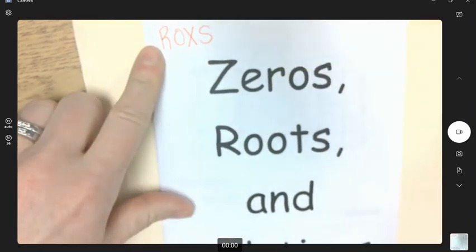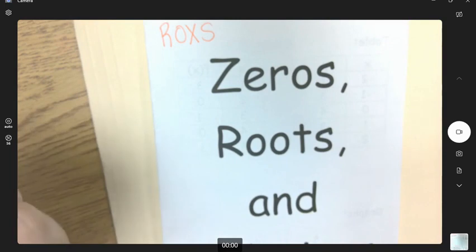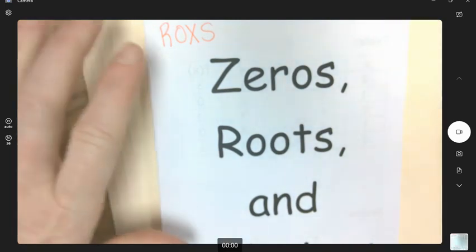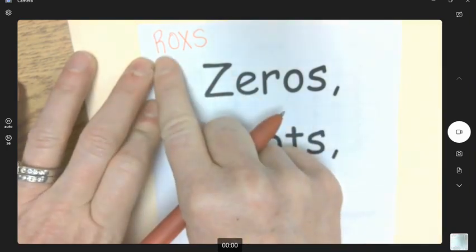So we are going to talk about zeros, roots, and solutions of quadratic functions. And these all mean the same thing. So this is our rocks.